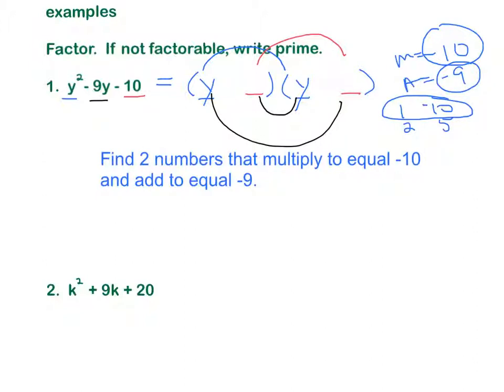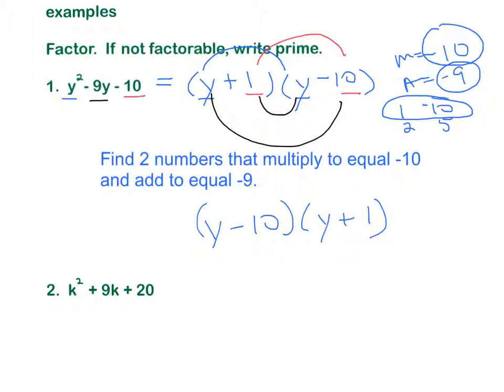So when I go to my problem here, I can either put a plus 1 here and a minus 10 here. Or I could write this as y minus 10 times y plus 1. Since I'm multiplying, the order doesn't matter. Multiplication is commutative, so I can switch those factors around.